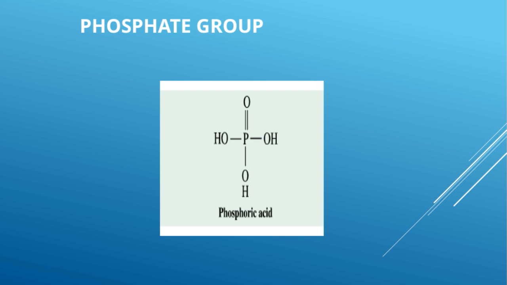Additionally, phosphate groups help form the backbone of DNA and RNA, linking nucleotides together through phosphodiester bonds. Recognizing the importance of the phosphate group helps us understand how genetic information is maintained and how energy flows in biological systems. Overall, the phosphate group is fundamental to the structure and function of life at the molecular level.